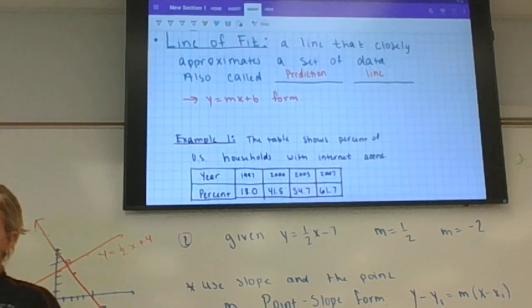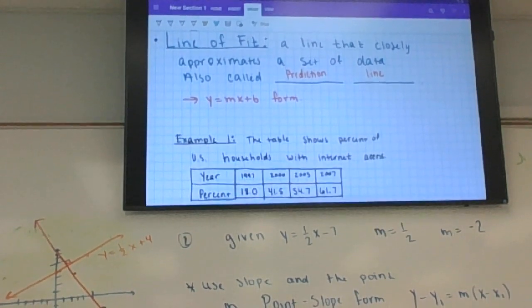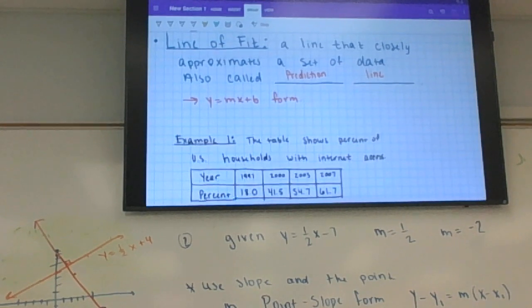All right, if you have graph paper, now's the time. Get out your graph paper. We're going to plot this data and make a scatter plot. Is it okay if we do it online? No, you need graph paper. I have graph paper too. Do you have some? I have some.